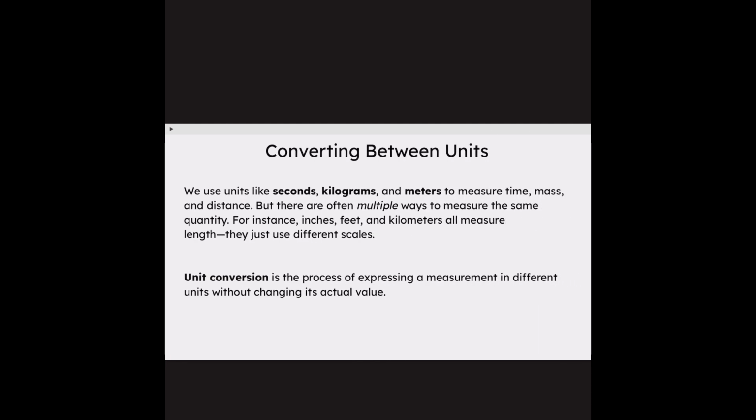Now let's take a look at unit rates. So first, let's look at converting between units. We use units like seconds, kilograms, and meters to measure time, mass, and distance, but there are often multiple ways to measure the same quantity. For instance, inches, feet, and kilometers all measure length, they just use different scales. Unit conversion is a process of expressing a measurement in different units without changing the actual value. So if I say that 12 inches is equal to 1 foot, the actual length is the same. I'm just using different units.